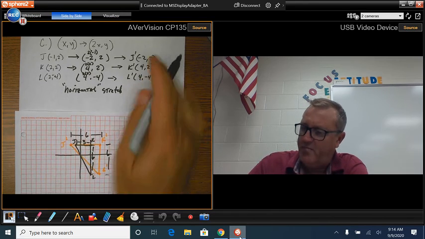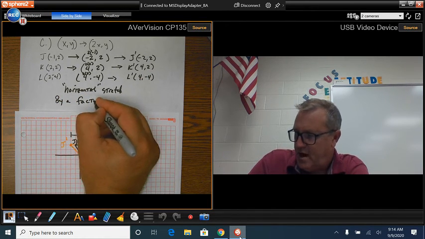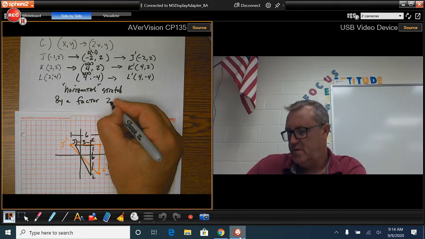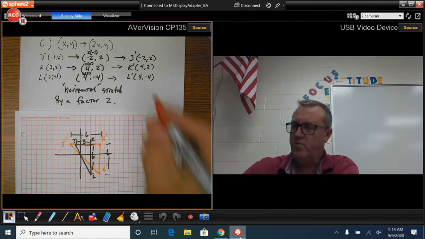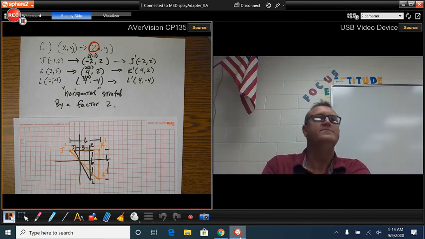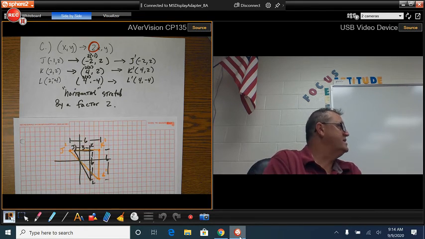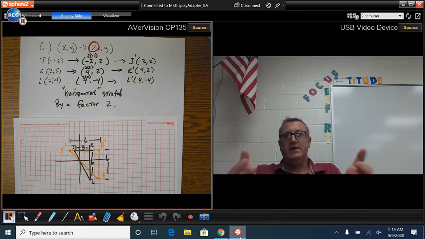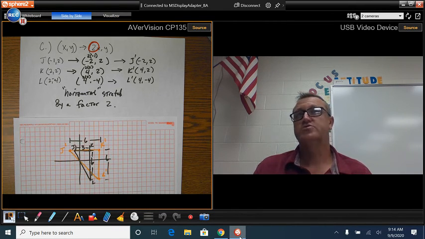Now it says also by a factor. How much wider is it? 2. By a factor of 2. That should make sense because what did we multiply the x-coordinate by? 2. Makes it really simple. You just have to look at what the transformation is and it's right there. It tells you by what factor it's being stretched or shrunk.